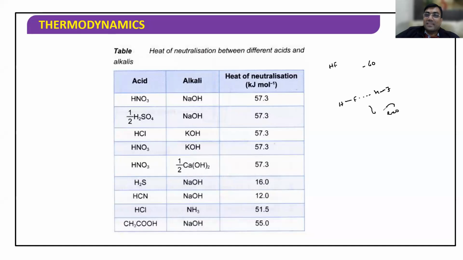So bond forming is what process? Exothermic process. Exothermic means heat is released. So minus 57.3 will be what? Heat of neutralization. Yes, sir. The remaining will be what? Heat of formation, minus hydrogen bonding. Are you following or not? Yes, sir. So this is how we should work out heat of neutralization numericals.